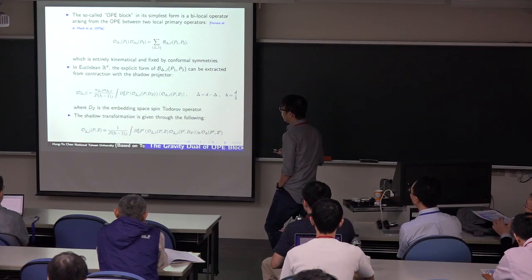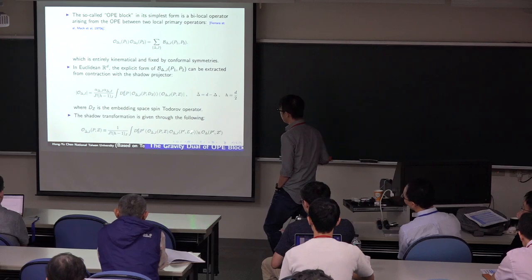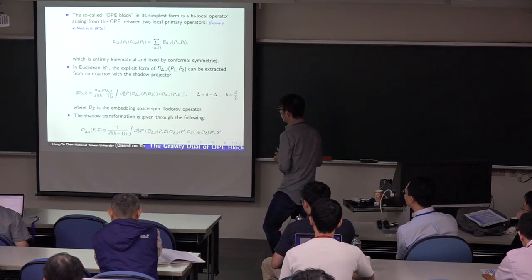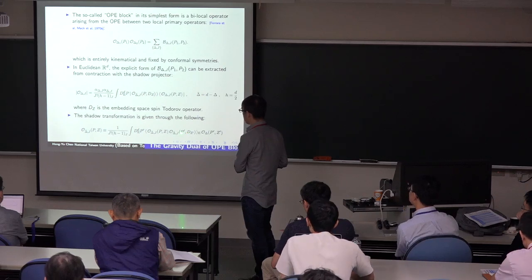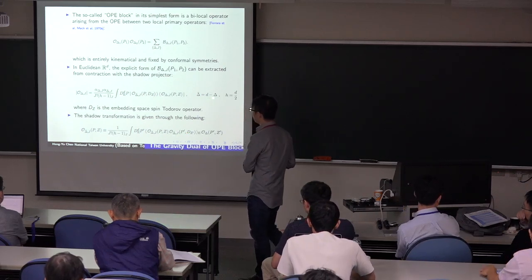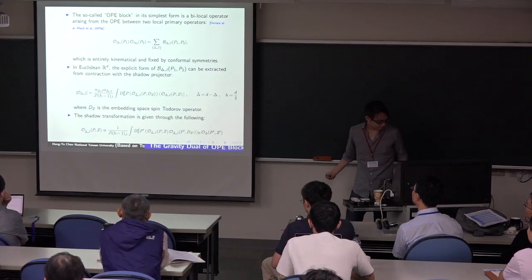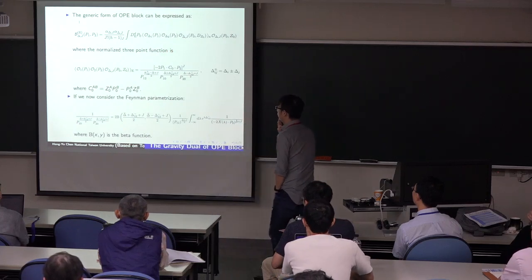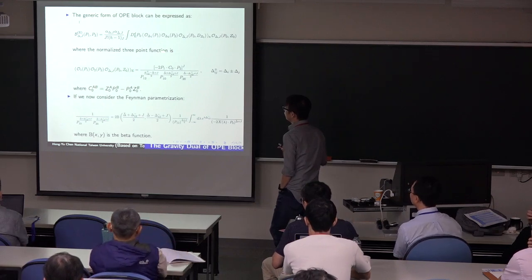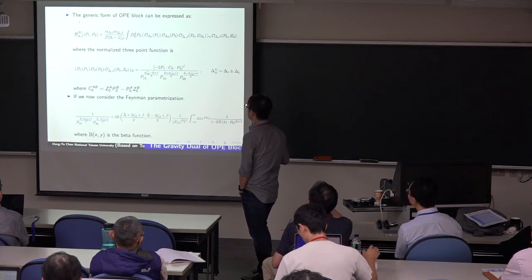And this shadow projector basically involves the so-called shadow operator, which is a nonlocal integral transform: taking a local operator O_{Δ,J}, and using an integration kernel, which is going to be a two-point function of the operator with the complementary dimension d minus Δ, and integrating it over the entire space. When we take this shadow projector and use the orthogonality property of the two-point function, then we can express a particular OPE block as an integral of the original operator O_{Δ,J} and also a three-point function.